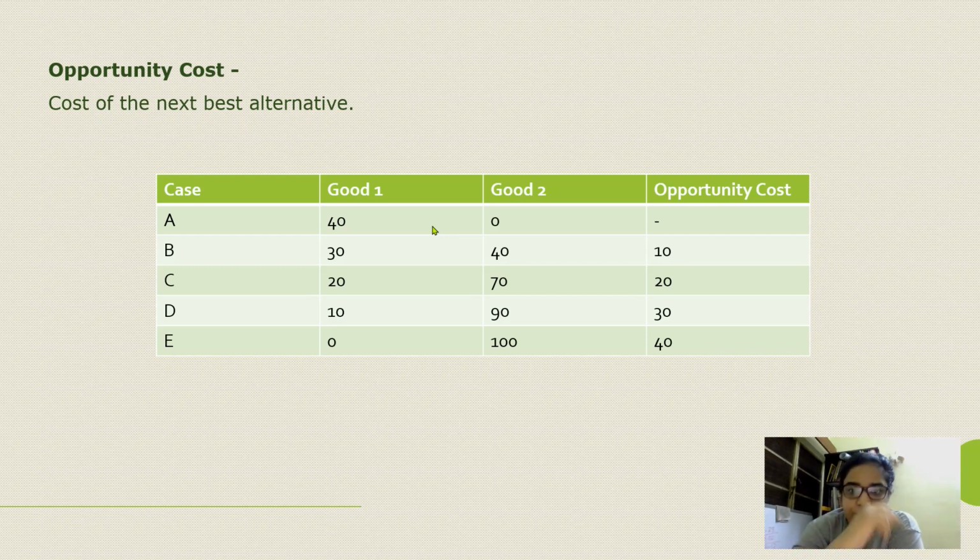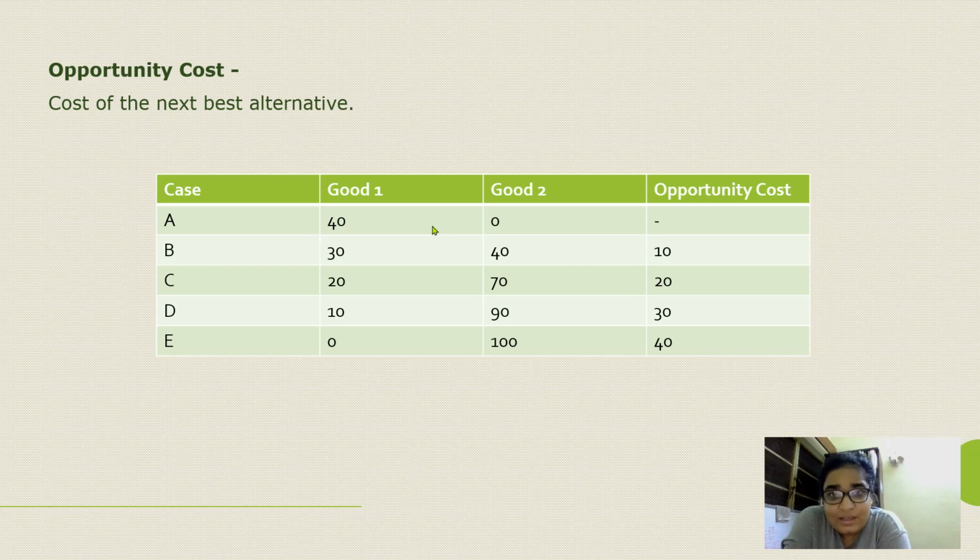Okay. So in the first one, I'm using all my resources for good 1. I used all my money for this only. Done. Good 2 zero. Correct. No. That is the scenario. And then case B, I only produced 30 of good 1 and I produced 40 units of good 2. So to produce 40 units of good 2, how much good 1 did I have to forego? How much did I have to sacrifice? 10. Because in case A I was producing 40, in case B I produced only 30. So 10, no? 40 minus 30, 10. So to produce 40 units of good 2, I had to sacrifice 10 units of good 1. So 10 units is my opportunity cost.